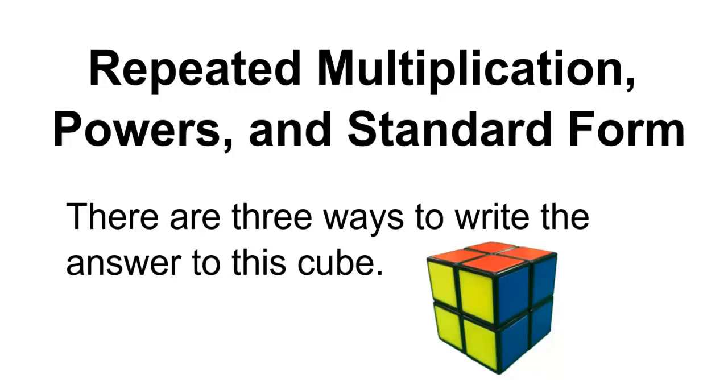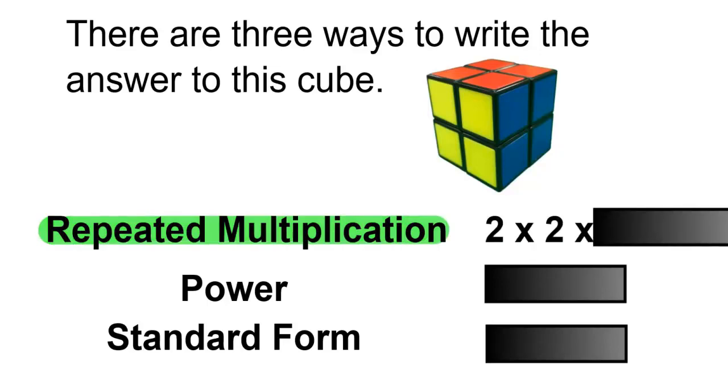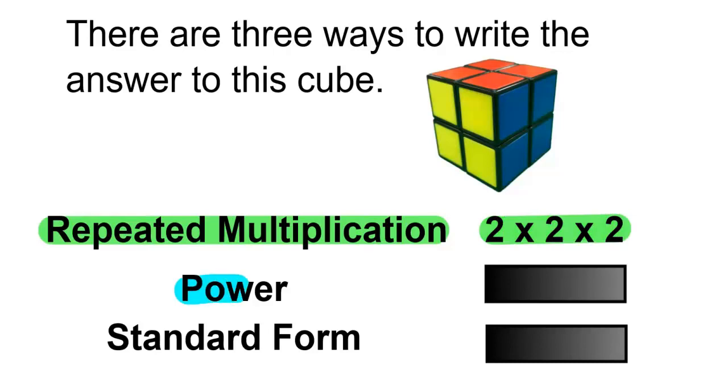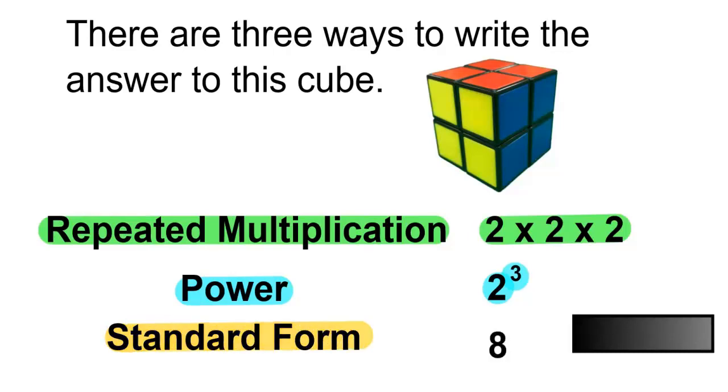Repeated multiplication, powers, and standard form. There are three ways to write the answer to this cube. Repeated multiplication, which is 2 times 2 times 2, as a power, which is 2 to the power of 3, and in standard form, and that would be 8.